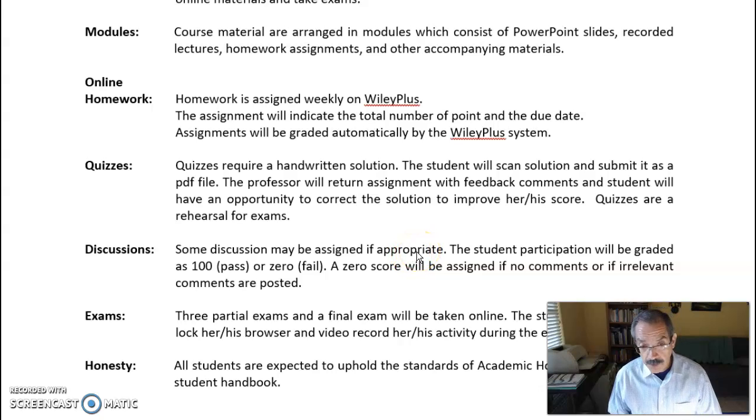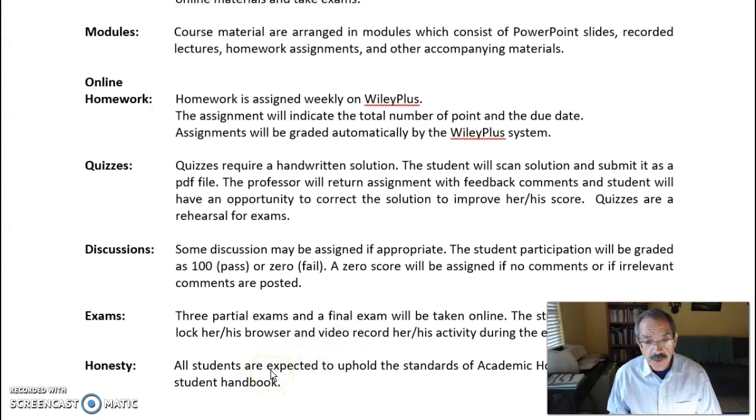The exams: there will be 3 partial exams and a final exam. I will be asking you to lock your browser while you take the exam and to record yourself. I will post the details of how to take exams as the time approaches to the first exam. And of course, this will be taken online.